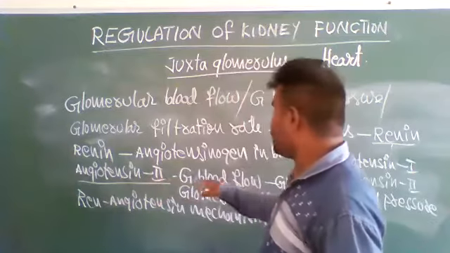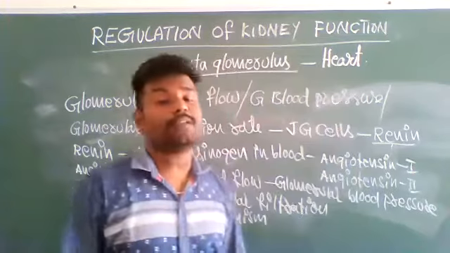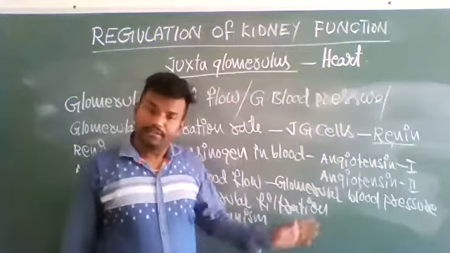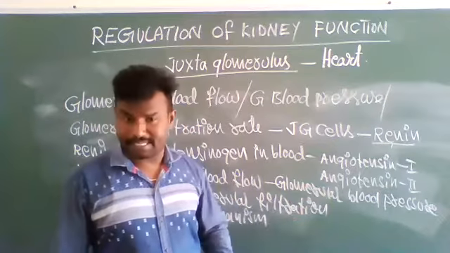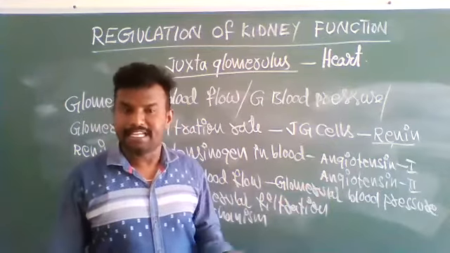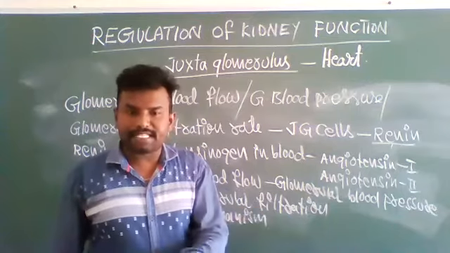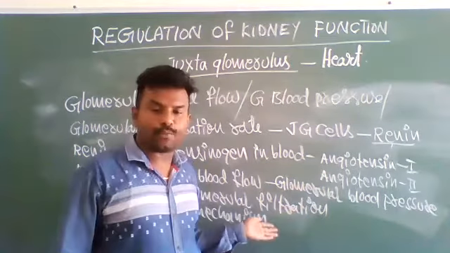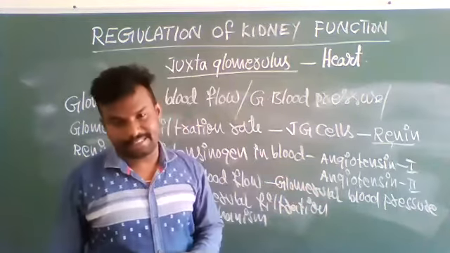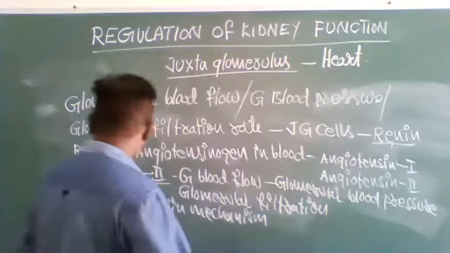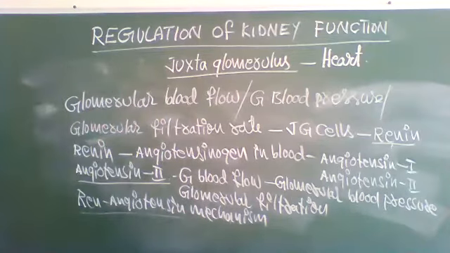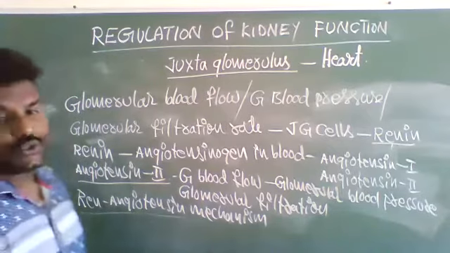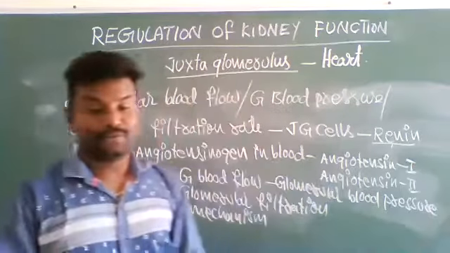So this angiotensin 2 increases the glomerular blood flow. When glomerular blood flow is increased, then automatically glomerular blood pressure, capillary blood pressure, is increased. If the capillary blood pressure is increased, automatically the glomerular filtration rate is increased. That's why it is called the renin-angiotensin mechanism. Okay, so angiotensin 2 also plays another role.